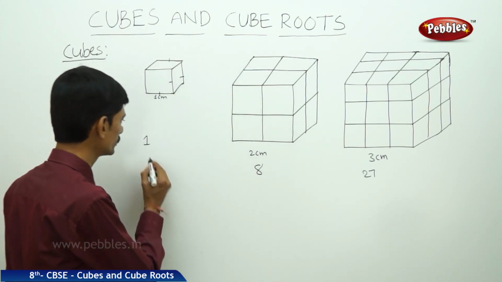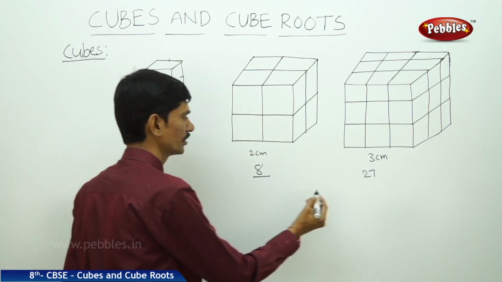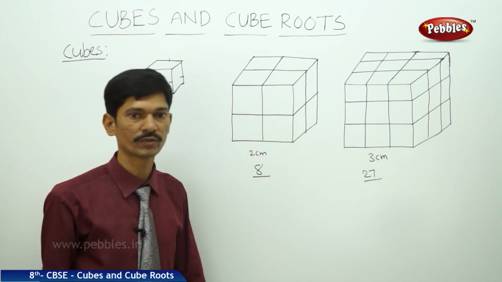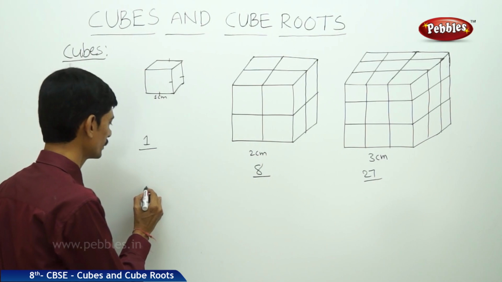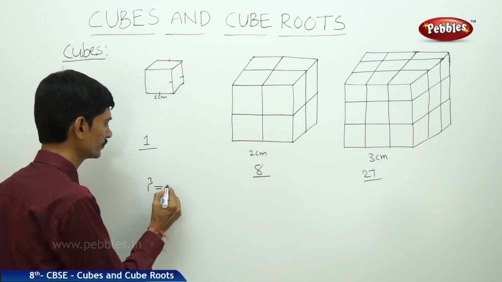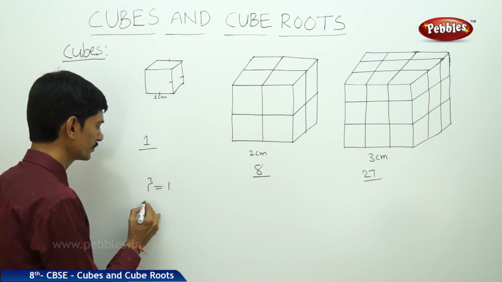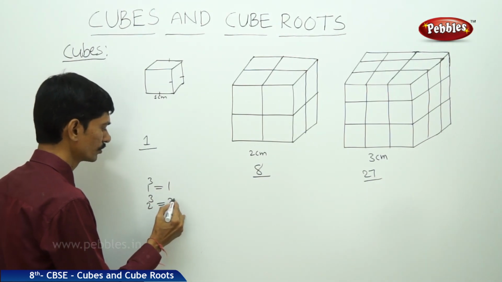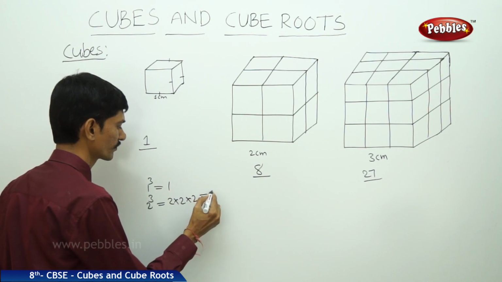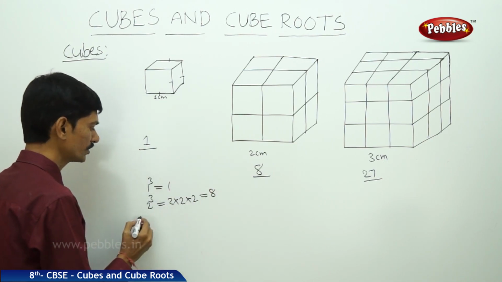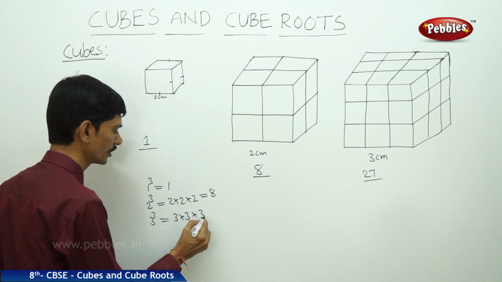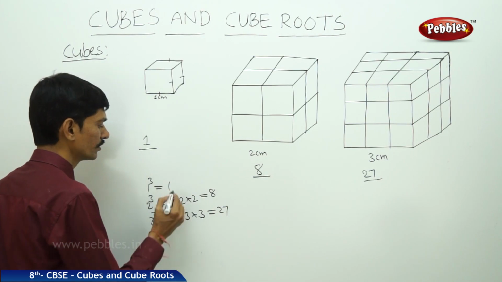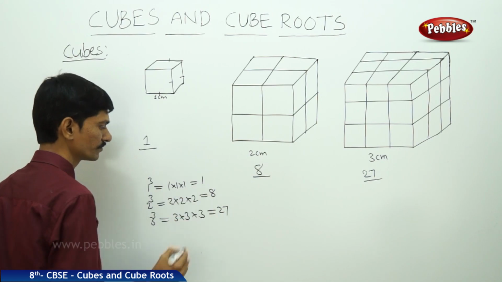Now if you observe all these numbers 1, 8, 27, what are these numbers? These are the cubes of natural numbers. Here 1 can be written as 1 cube equals 1, and 8 can be written as 2 cube, which equals 2 into 2 into 2. Next, 27 can be written as 3 cube, which equals 3 into 3 into 3, equals 27. Here 1 cube you can also write as 1 into 1 into 1, which equals 1.